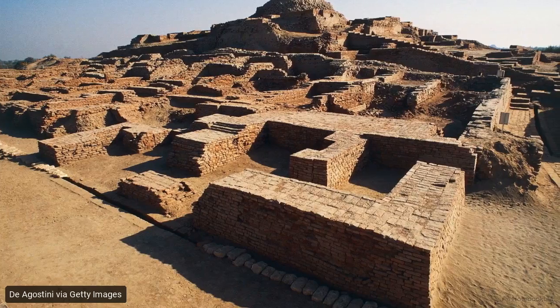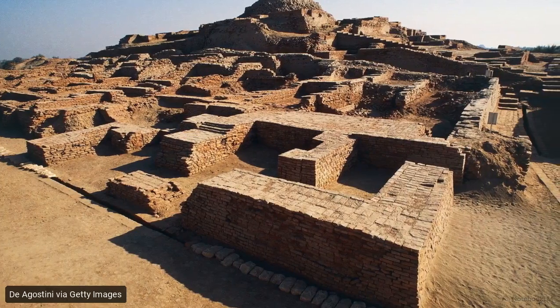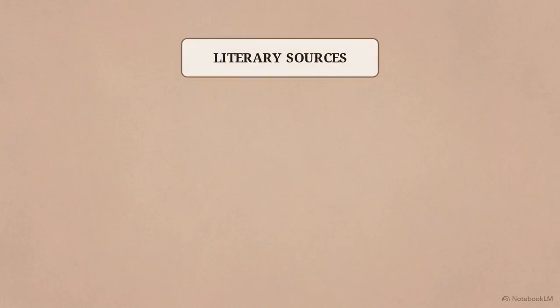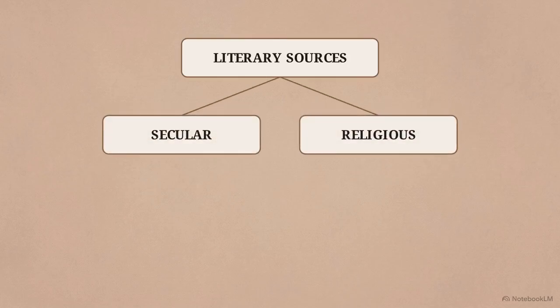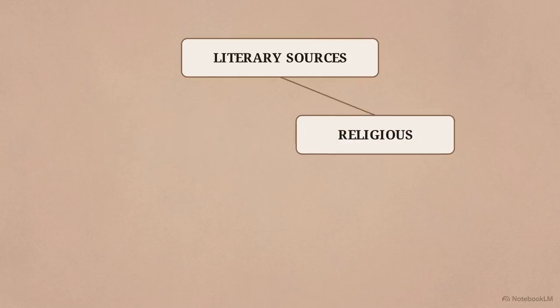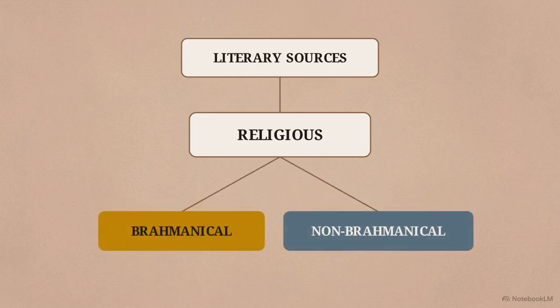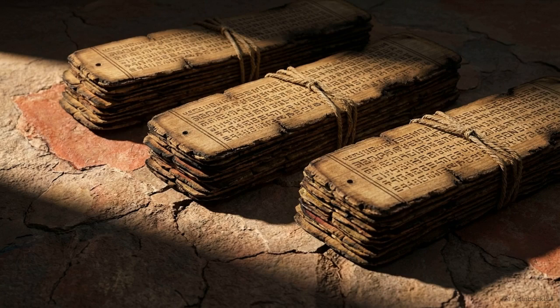Because physical and foreign evidence is incredibly scarce for the earliest periods, historians start by mapping the massive literary taxonomy. Charting exactly how and when those texts evolved establishes a baseline timeline for the civilization. Diving into the literary sources, the texts divide into secular and religious. Pushing directly into the religious branch reveals 2 distinct worldviews, the Brahmanical tradition and the non-Brahmanical. The absolute bedrock of the Brahmanical tradition is a collection of 4 texts known as the Vedas or Samhitas.